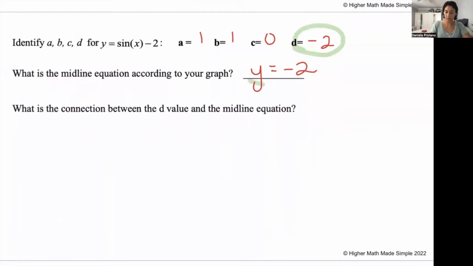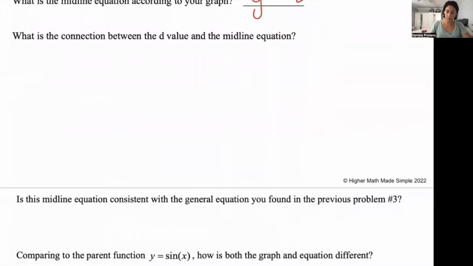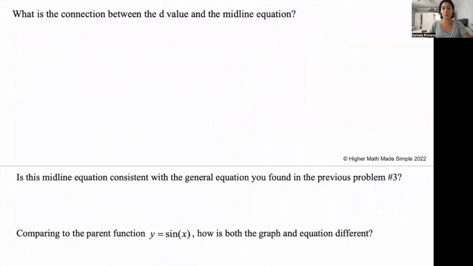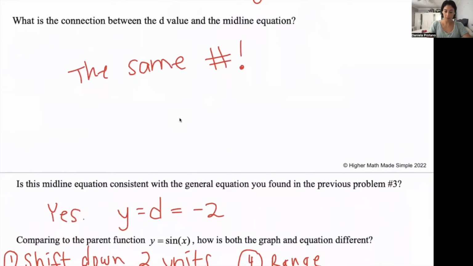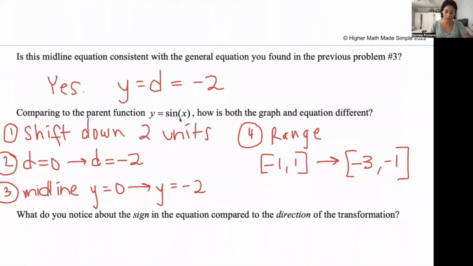Notice right off the bat, same as in the previous example, the d value is going to match the value in the midline equation. I'm going to ask if you want to press pause and answer these questions, or I'll hit the fast forward button and we'll talk about the answers. Okay, so what is the connection between the d value and the midline equation? We talked about how they are going to be the same value, the same number. And there is a general equation: the general equation for the midline is y equals whatever the d value is. So y equals -2 definitely confirms that.